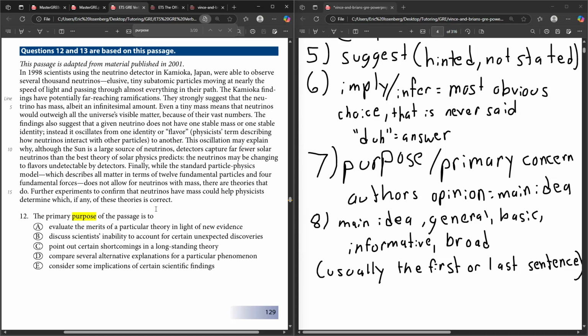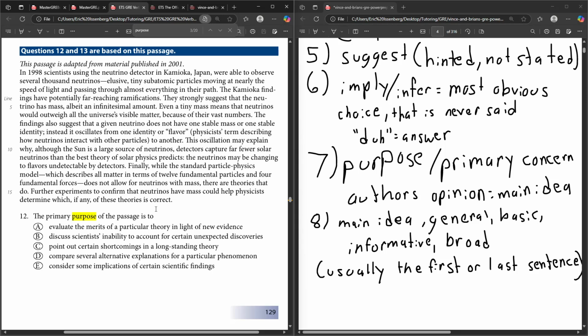So I'm going to come up with my own answer, and then I'll go down to the question's actual answer choices. So this is from some sort of publication from 2001. In 1998, scientists used the neutrino detector in Kamioka, Japan, so fantastic.